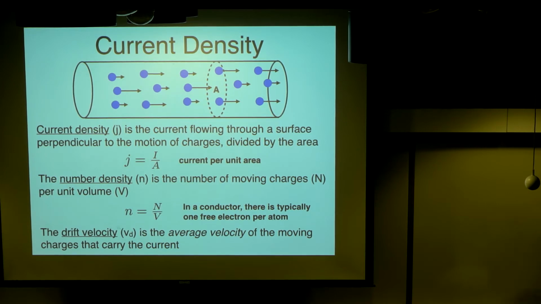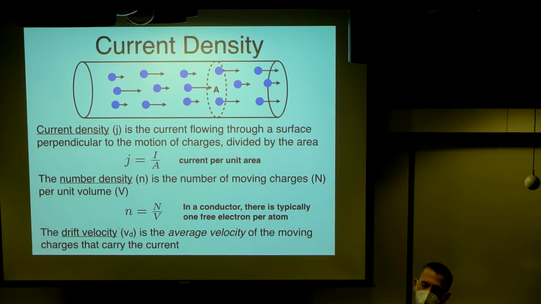Okay, so that was all pretty qualitative so far. Now let's get into some equations that describe what's going on at a microscopic level when you have electric current. Okay, let's start with some definitions. I want to define three things for you right here.